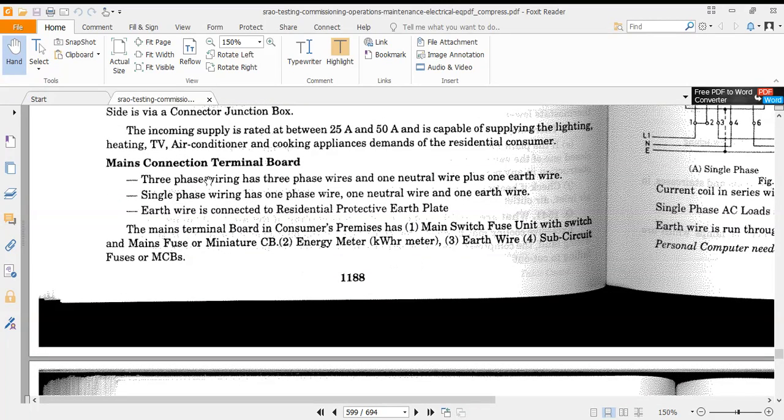Then the mains connected terminal board. Three-phase wiring has three phase wires and one neutral wire plus one earth wire. So these are the terminals available in the board. In case of single phase, one phase wire, one neutral wire, and one earth wire. There is a difference between a neutral and earth.